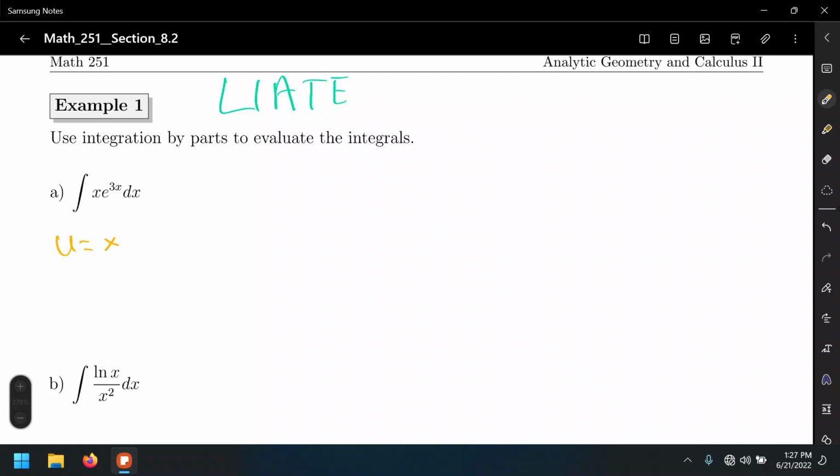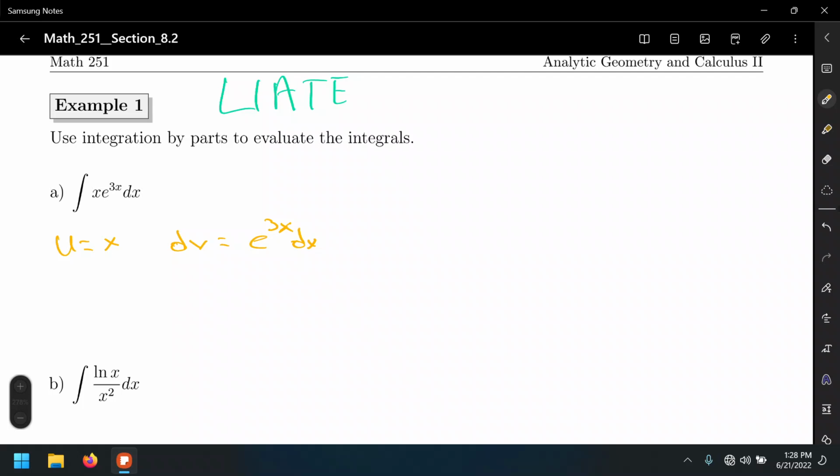All right, that means the remaining part of the integral, the dv part, will be e to the 3x dx. All right. Okay, so what do we do with the u?